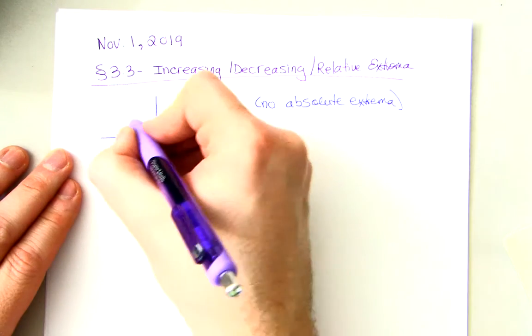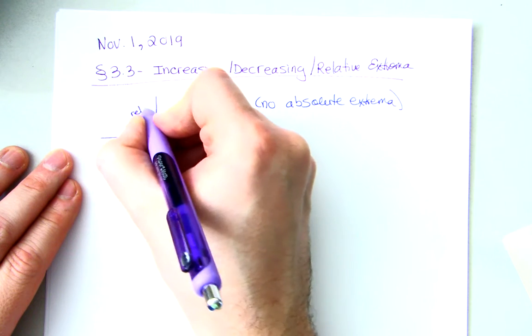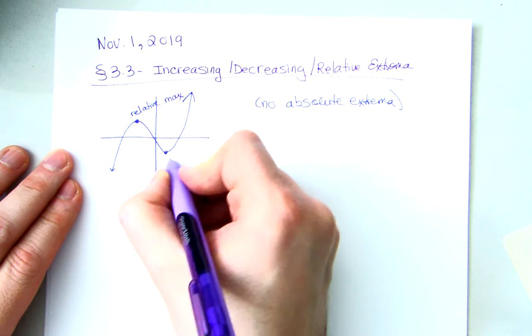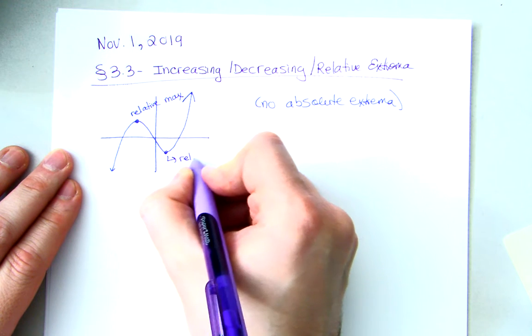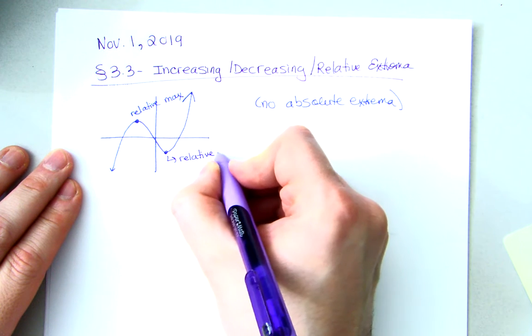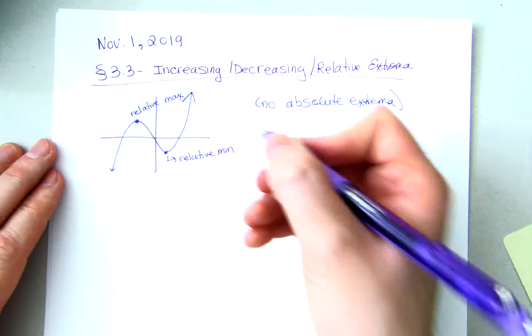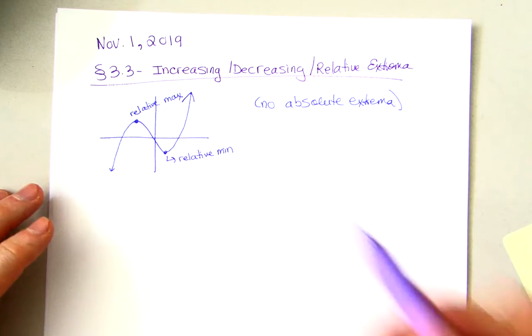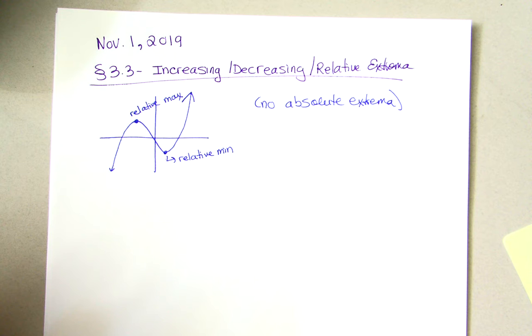However, this is something important. I'm going to call this point over here my relative maximum. And I'm going to call this point my relative minimum. And all this means is it is not the highest point on the graph, but it's the highest point for part of my graph. We can be more formal, but I think this is good enough for what we need. Relative minimum is not the lowest point on the graph, but it's the low point for part of my graph.